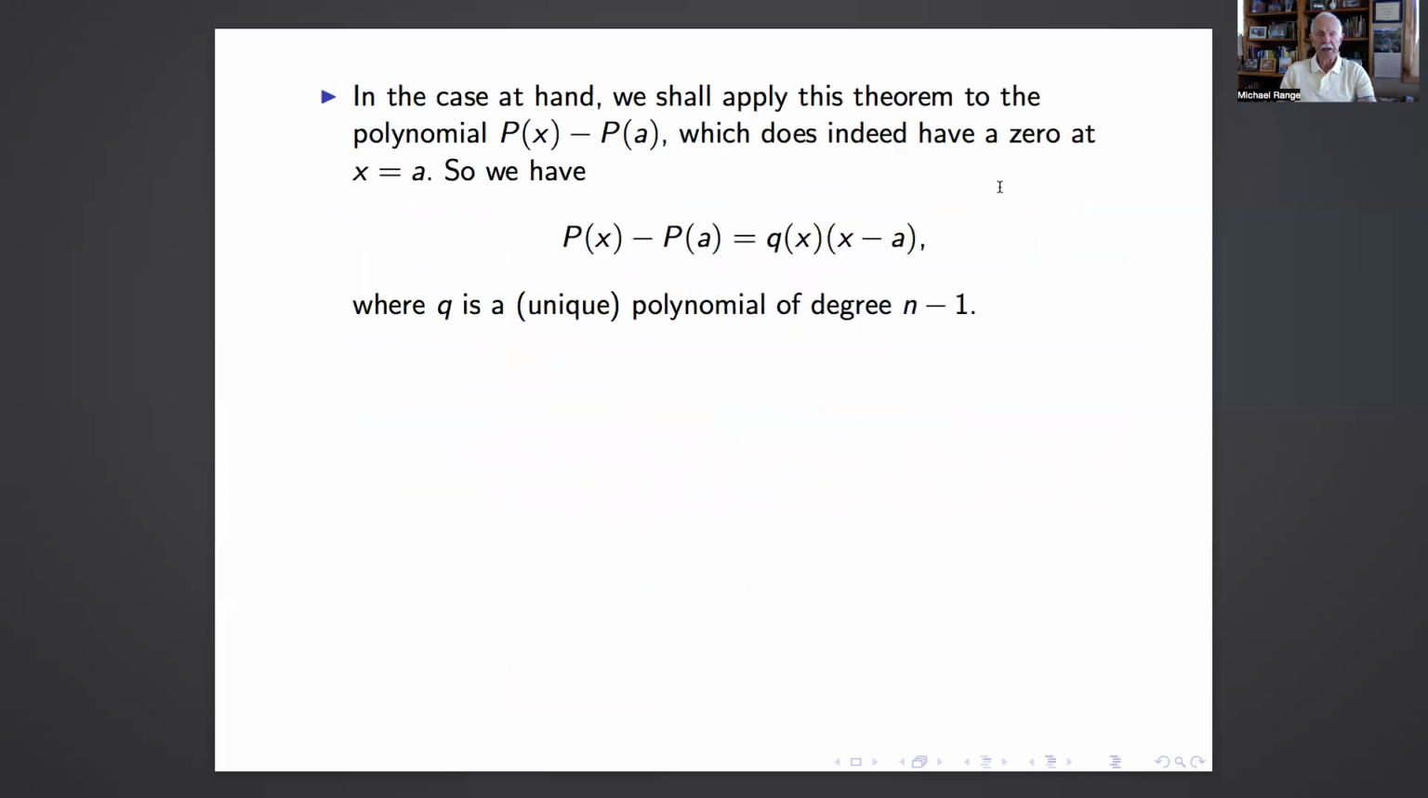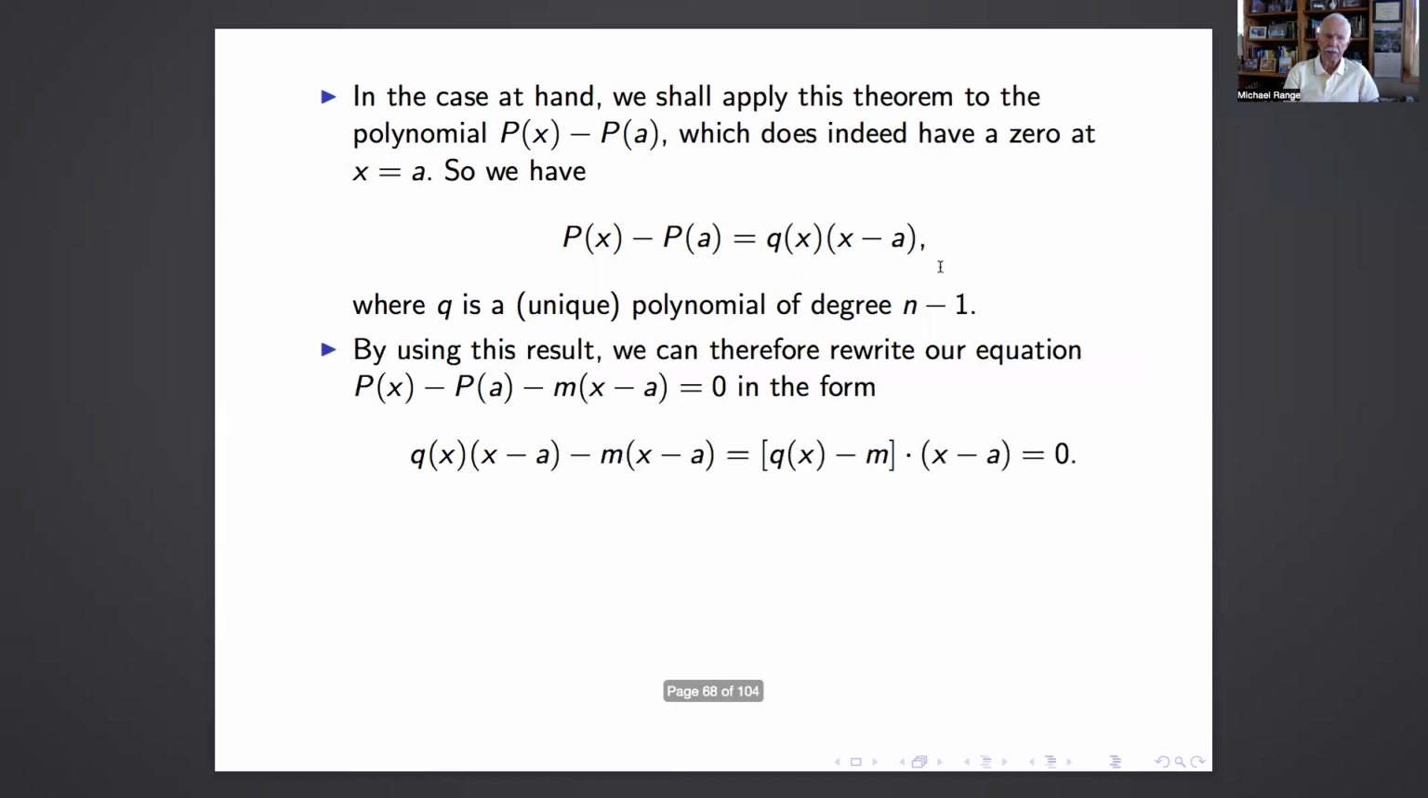And in the case at hand, we shall apply this theorem to the polynomial p of x minus p of a, which does indeed have a zero at x equals a. When you plug in x equals a here, you have p of a minus p of a, which obviously is zero. So we can apply this factorization result. p of x minus p of a is therefore the product of this polynomial q of x of degree n minus 1 multiplied with x minus a.